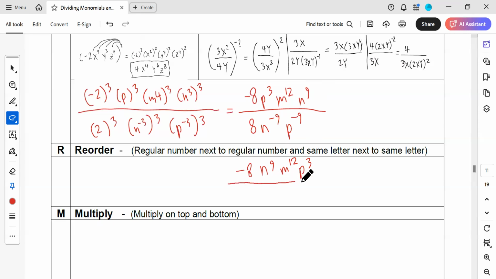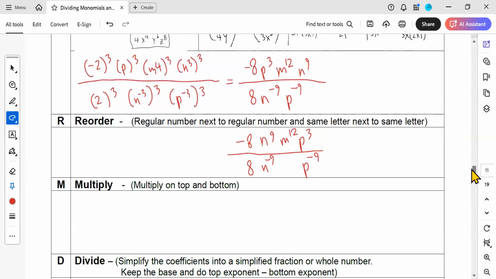And then I'm just going to make the bottom match with it. So I'm going to have 8. And I got my N to the -9. I put it right under. And then my P, I'm going to put it under the other P. So the only reason I'm reordering now is just to match things up. Is that clear? Cool.